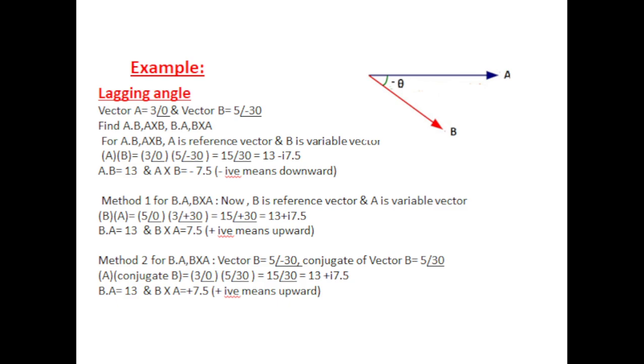Method 2 for A, B dot A and B cross A. Vector B equals 5∠-30, and the conjugate of vector B equals 5∠30. Multiply A with the conjugate of B: 3∠0 into 5∠30 equals 15∠30, which equals 13 + j7.5. B dot A equals 13, B cross A equals +7.5. Positive means upward.